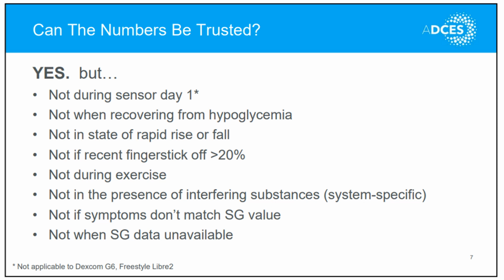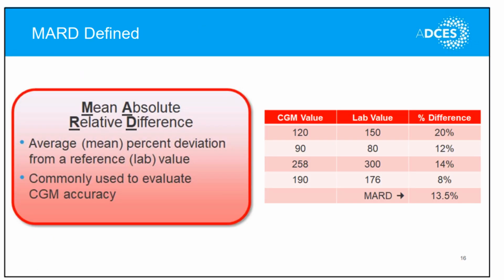And sometimes there's interference with different substances, but that depends on the system, and we review that with patients when we set it up. So for instance, vitamin C can interfere with the Libre system. And sometimes people are having certain symptoms and their readings aren't showing that, and so they should question it and check with a finger stick. I'm going to talk about MARD now, which is mean absolute relative difference. And it basically just talks about how different it is from an actual blood glucose lab value.